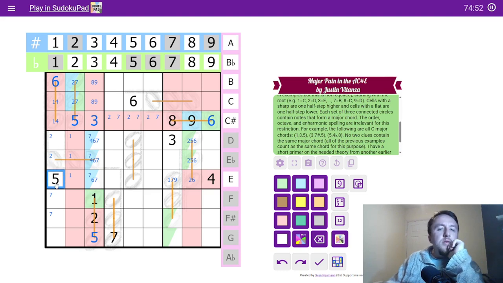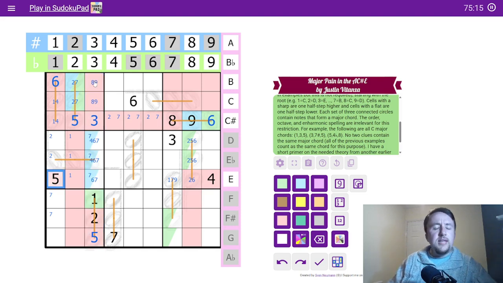Oh, that's a point. Yeah, is that a point? We've got a flat 5 somewhere. Where was our flat 5? Over here. Yeah, it's been accounted for. So this can't be a sharp because there's a sharp in the box already, just from asking where the sharp goes in column 3. And it can't be a flat.